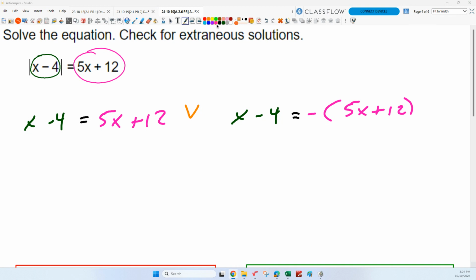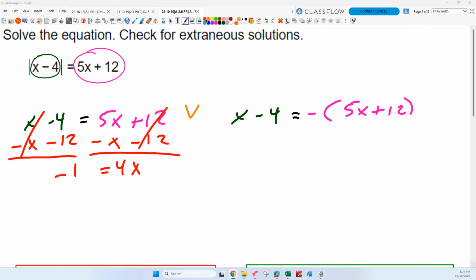How about this guy over here? So if we subtract x from both sides, to move the x's to the right, we'll go ahead and subtract 12 from both sides to move the variables to the left. So we get 4x equals negative 16. So what's the solution then? X equals negative 4. Okay, that's one possible solution. But I say possible here. As we're going to see, when we don't have absolute value bars around a variable in an absolute value equation like this, wonky things can happen.